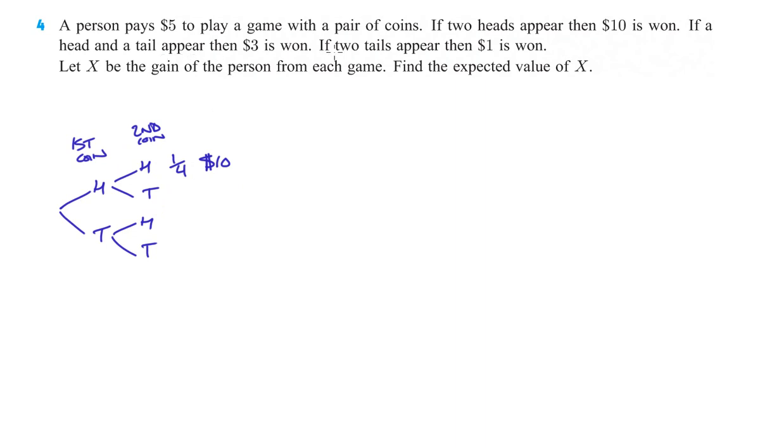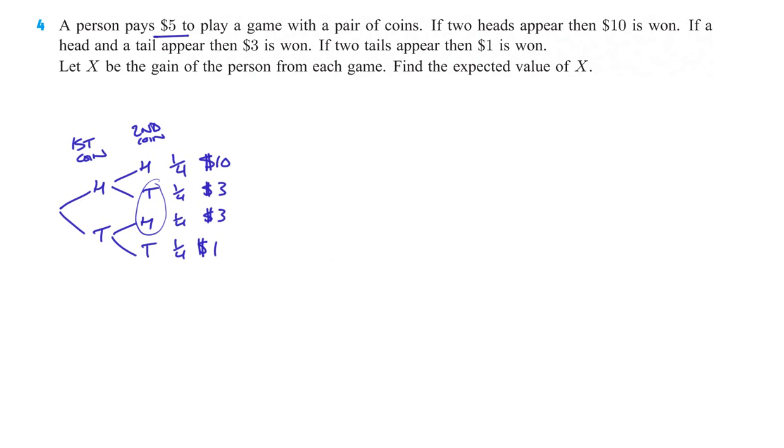And then it says if a head and a tail appear, then $3 is won. That's these two right here. So this is 1/4 and 1/4. These will both earn $3. And then if 2 tails occurs, that's 1/4 of the time, and $1 is won, right? Okay, so let X be the gain of the person from each game. Find the expected value of X, and you pay $5 per game.